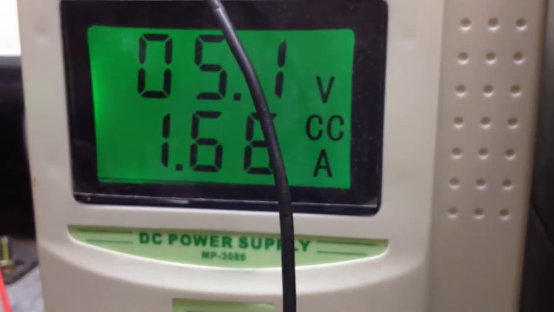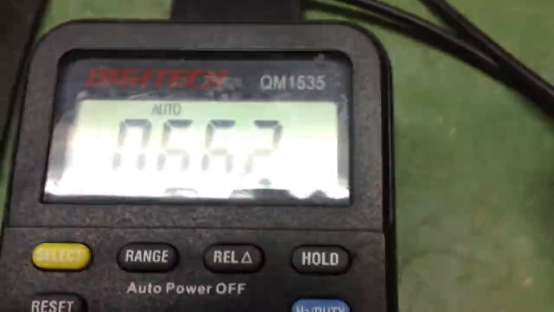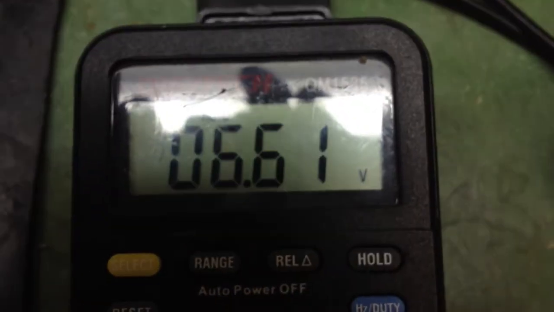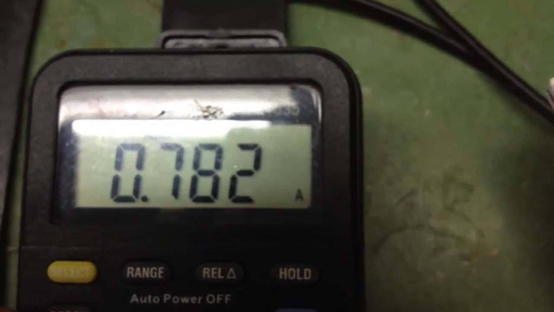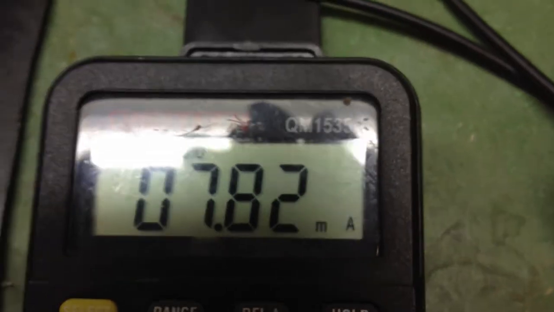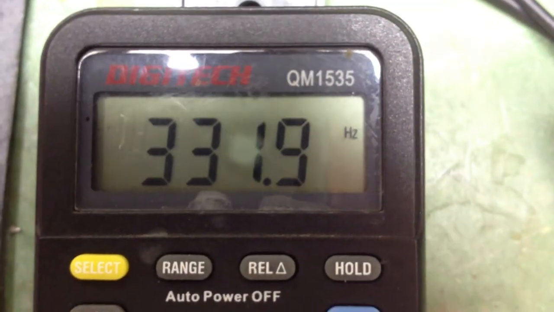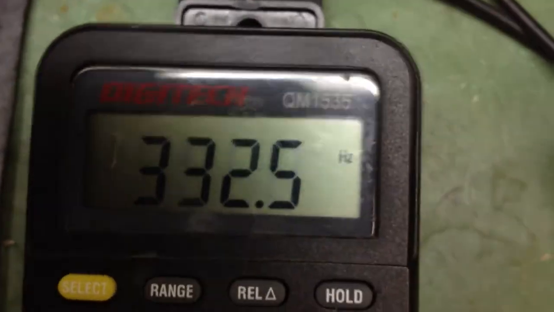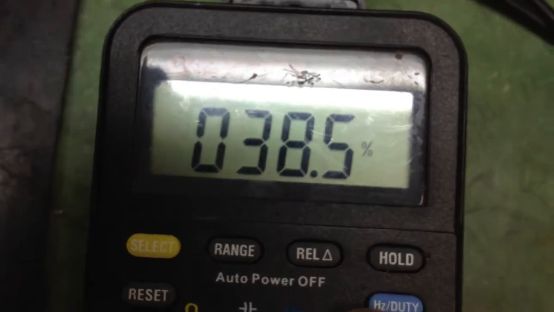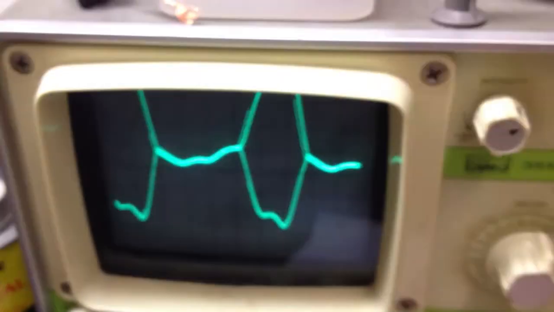Now, at 5 volts to the stator, it's 6.6 volts to the cell at 0.78 of an amp, or 7.82 milliamps. It's also 331 hertz with a 38.5% duty cycle. Now, the duty cycle is altered by the speed of the DC motor.